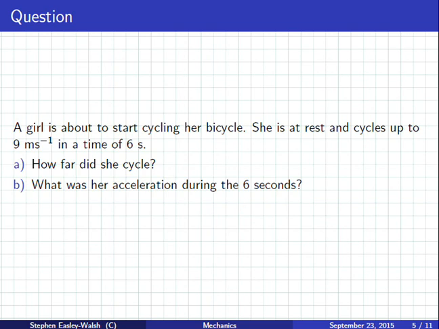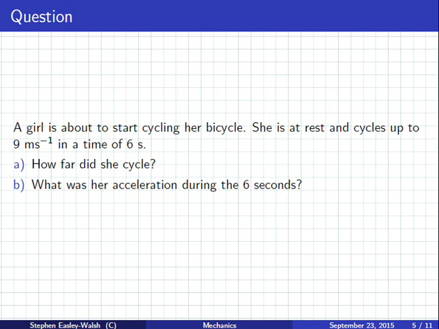So the girl is about to start cycling her bicycle. She is at rest. So what's U? U is 0. And she cycles to 9 meters per second. V is 9. And the time it took? 6. T is 6. So because you know 3 of the pieces of information, you can find the other 2. So what do we want first? The distance and then the acceleration.